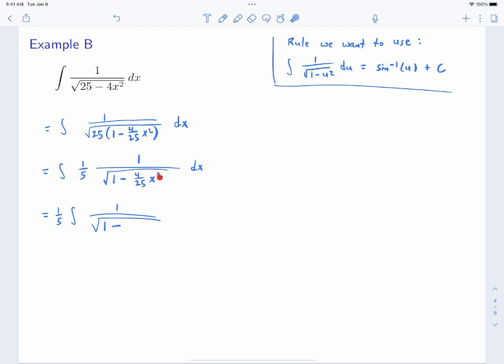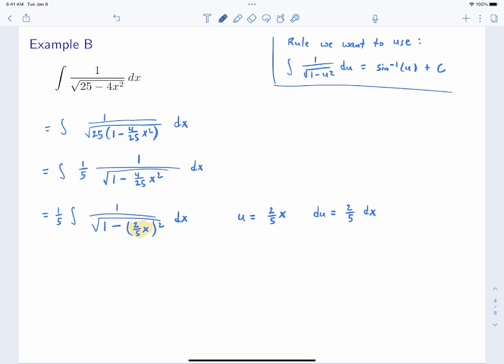Now notice that 4 over 25 x squared is the same as 2 over 5 times x quantity squared dx. So here I do have something squared, 2 over 5x quantity squared. So what I'm going to do is let this term right here be my u. That's the thing that I'm squaring. So I'm going to let u equal 2 over 5 times x, and then du is the derivative, so that's just going to be 2 over 5 dx.